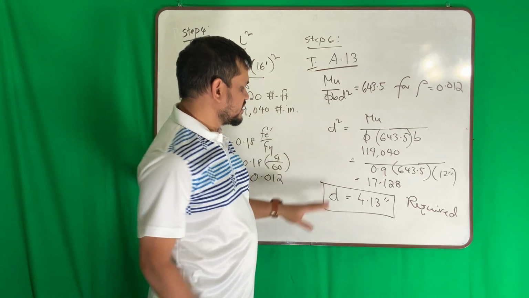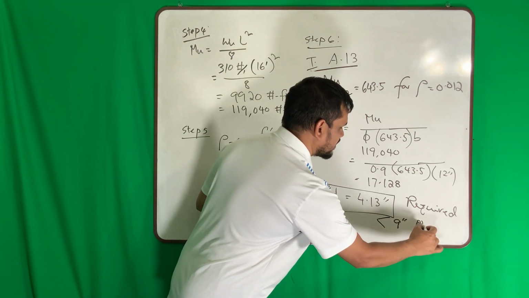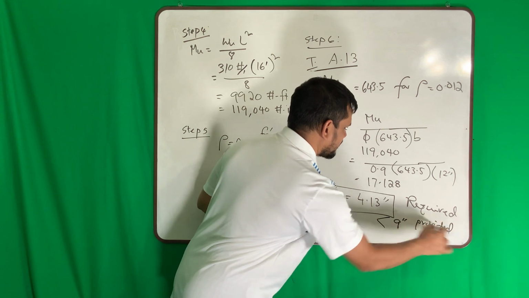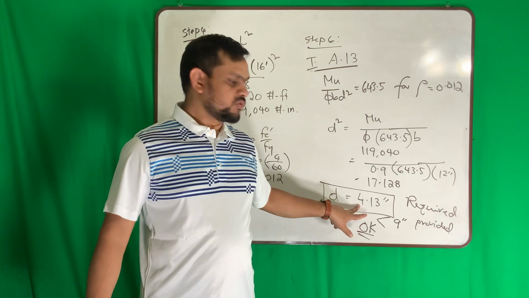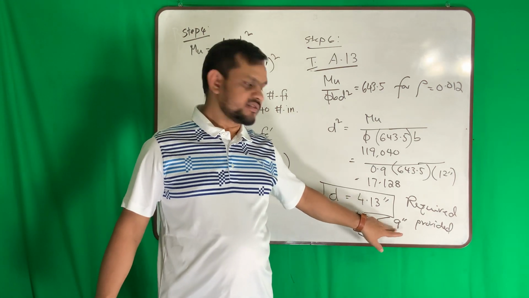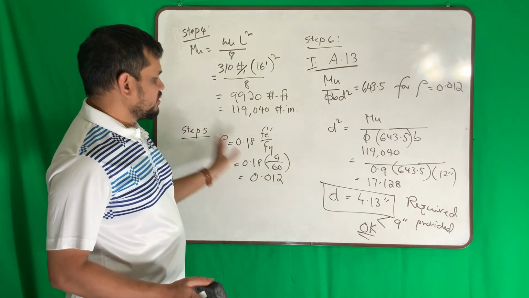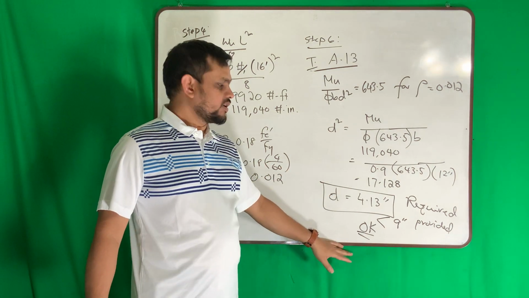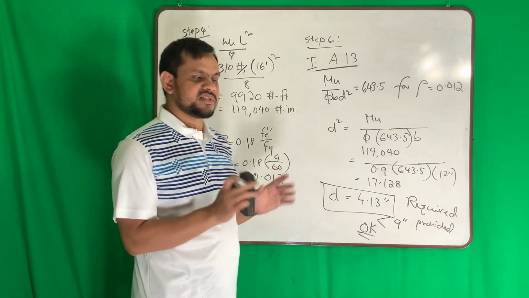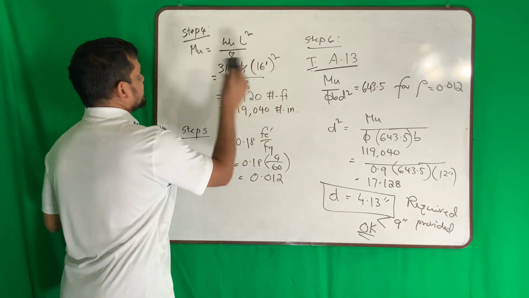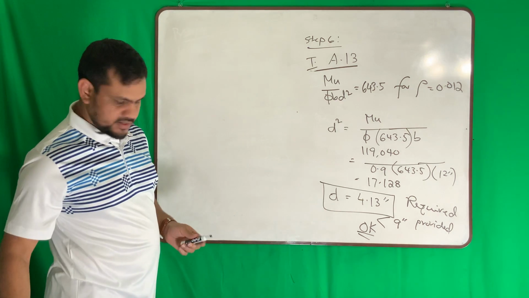So here we just checked. Yes, so our d 9 inch provided. We need 4.13 inch, we provided 9 inch. So good. I do not need to go back and check my self weight because my actual required is less. I provided more, so I am on the safe side. Okay, step number 6 is done. Now I'll go to step number 7.